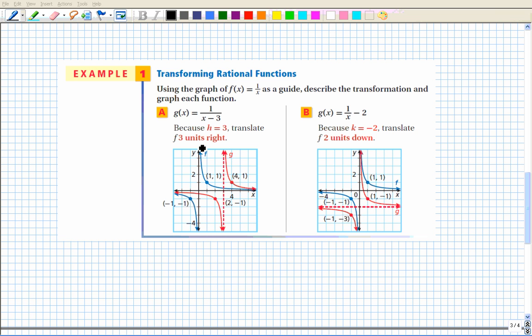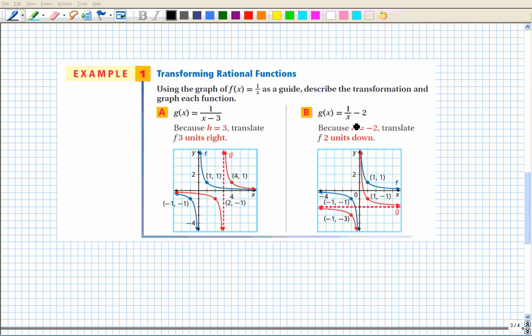What used to be at x equals 0 is now at x equals 3. But moving it to the right 3 didn't move anything up or down, so the horizontal asymptote stayed at y equals 0. For part B here, we have 1 over x, then minus 2.